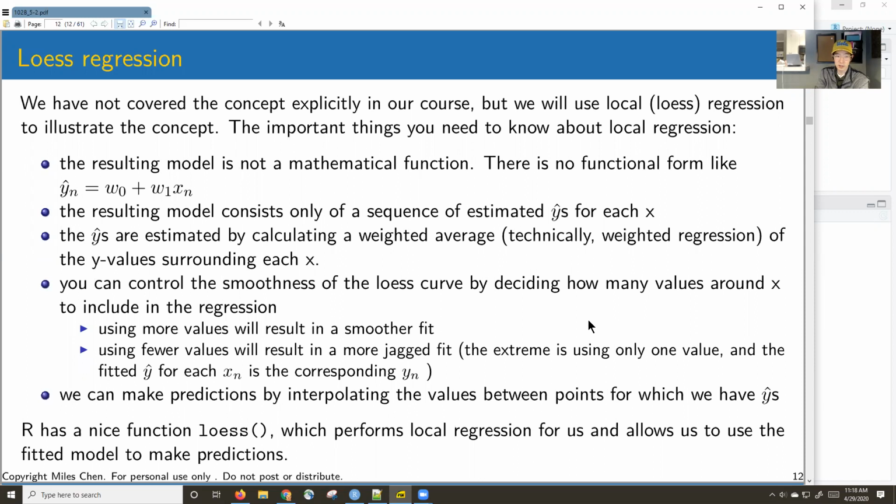So let's take a look at this. I asked the other class, and a handful of students said they learned local or Loess regression, and I want to check with you. How many of you learned local or Loess regression? No? Okay, a bunch of you are saying no. Then that's fine, I will talk about it here.